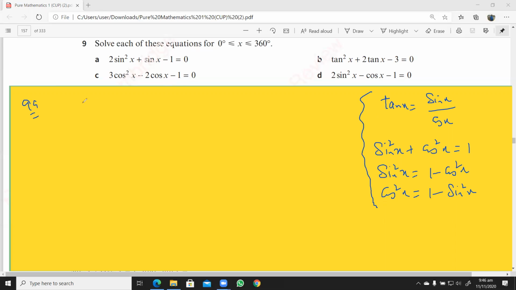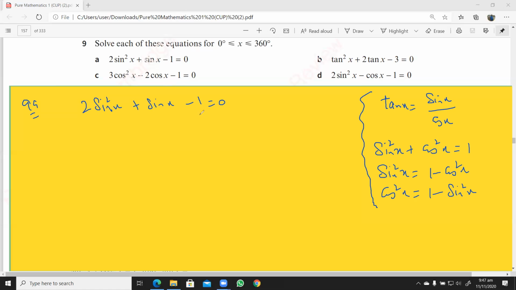9a is 2 sin square x plus sin x minus 1 equal to 0. If you compare 9a with the other 3 parts of this question, you will see that we should be happy about this equation, 2 sin square x plus sin x minus 1. Why should we be happy about this equation? Because your equation has got just one musibat in it, that is sin x. There are not more than 1 problems for us. So we only have to find the value of sin.